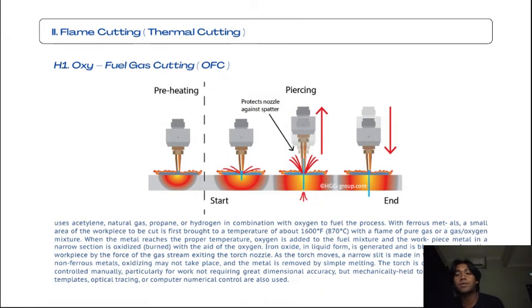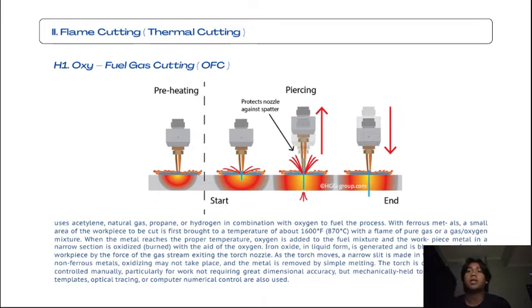Okay, now we're going to the first subtopic from flame cutting and thermal cutting, which is oxy-fuel gas cutting, or OFC, which uses acetylene, natural gas, propane, or hydrogen in combination with oxygen to fuel the process. With various metals, a small area of the workpiece to be cut is first brought to a temperature of about 870 Celsius with a flame of pure gas or oxygen mixture. When the metal reaches the proper temperature, oxygen is added to the fuel mixture and the workpiece metal in a narrow section is oxidized or burned with the aid of the oxygen.